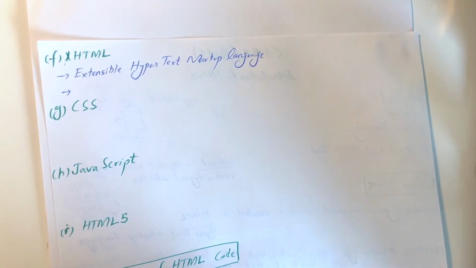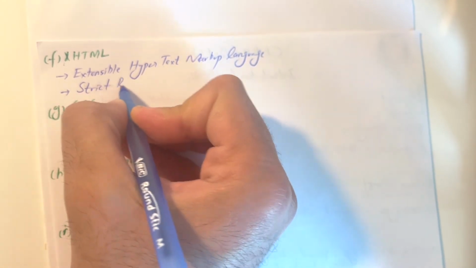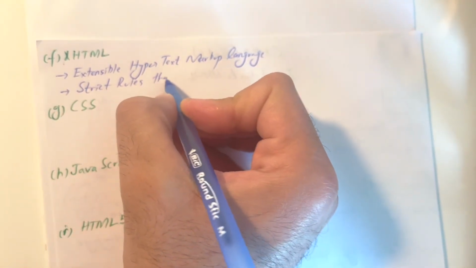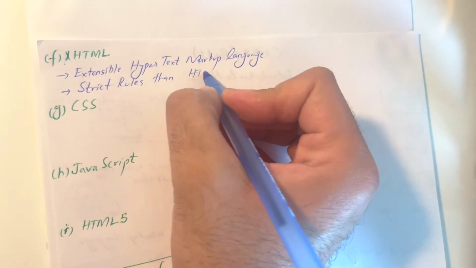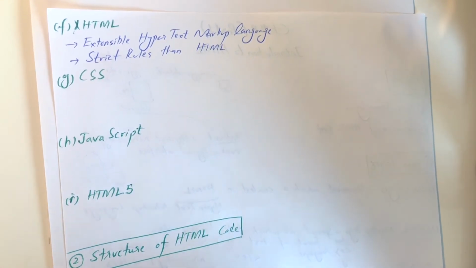So the main idea was to fully replace HTML, but still not, but it has some strict rules than HTML. HTML is very flexible. If you make any mistake, it will still execute the code, but XHTML does have some sort of strict rules.